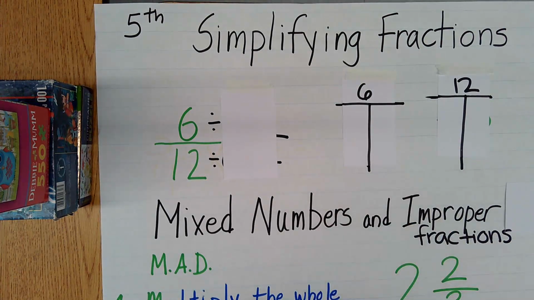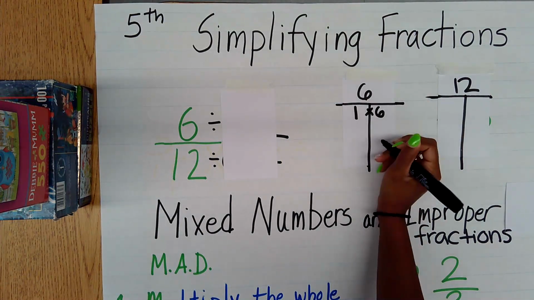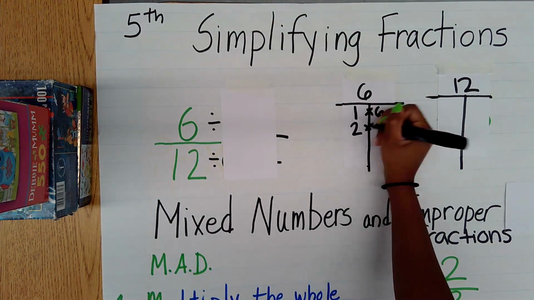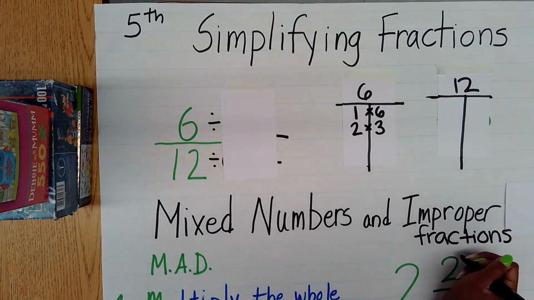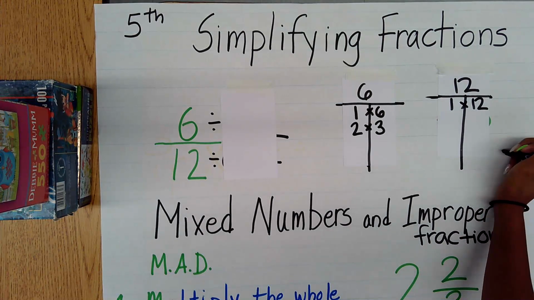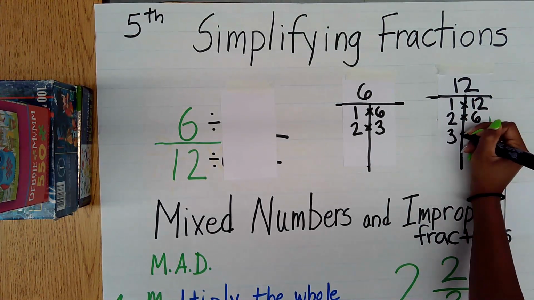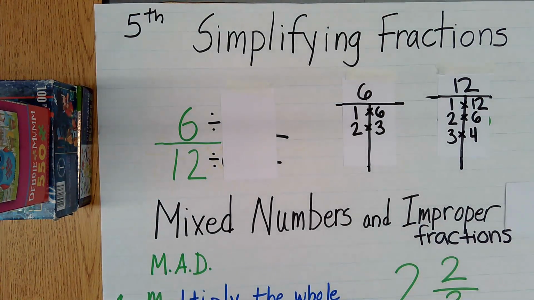So I've made two T-charts. I'm going to take 6 and I'm going to list out the factors. So I know 1 times 6 is 6. I know 2 times 3 is 6. I'm going to move on to 12. I know 1 times 12 is 12. I know 2 times 6 is 12. And I know that 3 times 4 is 12.